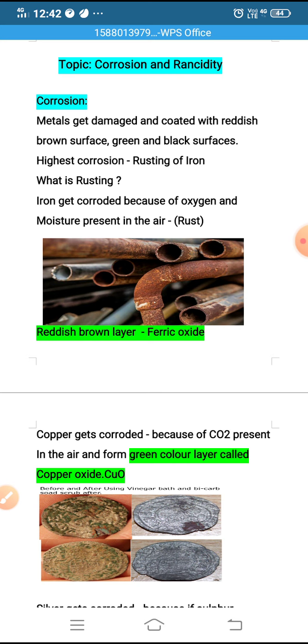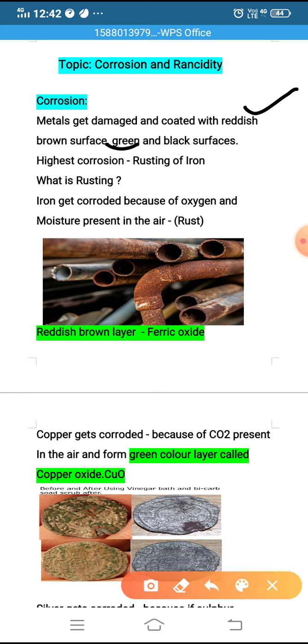The different metals are being damaged by different substances and it shows the appearance of different colors on their surfaces. Here, the metals get damaged and coated with a reddish brown surface, green surface and black surfaces too. Whereas, the highest corrosion is seen on iron, which is often called rusting of iron.